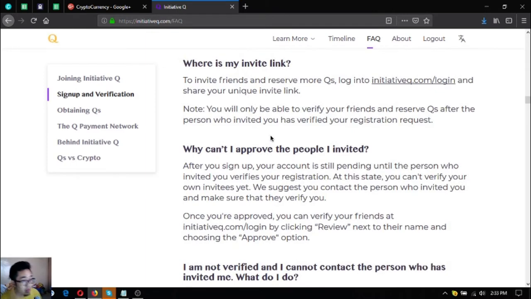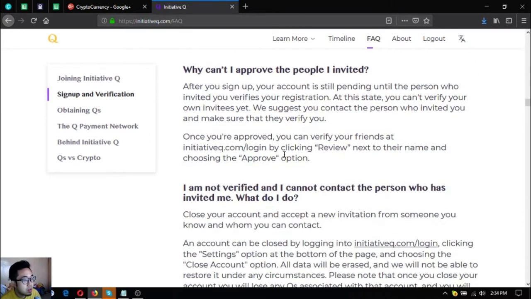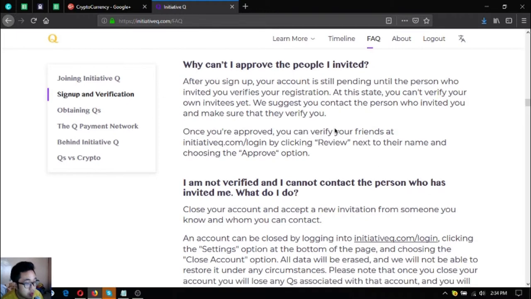So where is my invite link? To invite friends and reserve more queues, log into initiativeq.com/login and share your unique invite link. Note, you will only be able to verify your friends or reserve queues after the person who invited you has verified your registration request. Why can't I approve the people I invited? After you sign up, your account is still pending until the person who invited you verifies your registration. At this stage, you can't verify your own invites yet. We suggest you contact the person who invited you and make sure that they verify you. Once you're approved, you can verify your friends at initiativeq.com/login by clicking review next to their name and choosing the approve option.